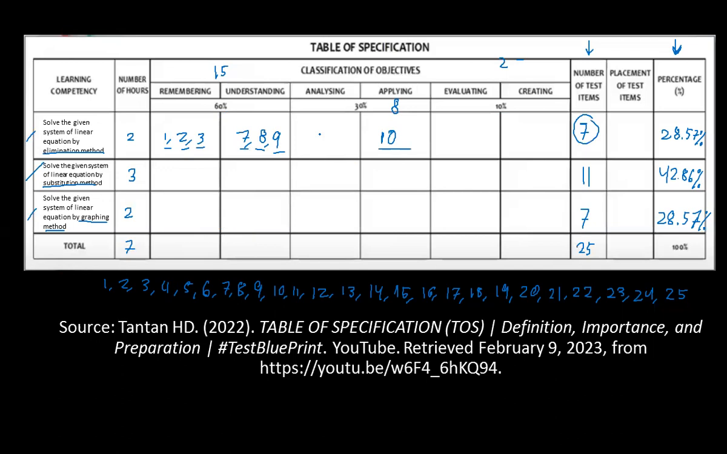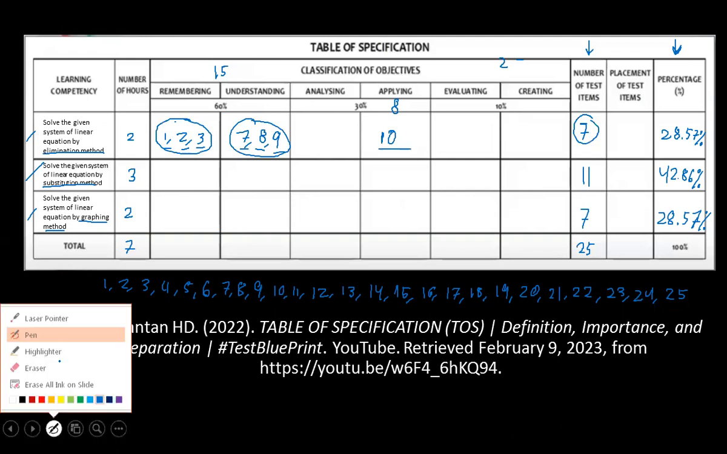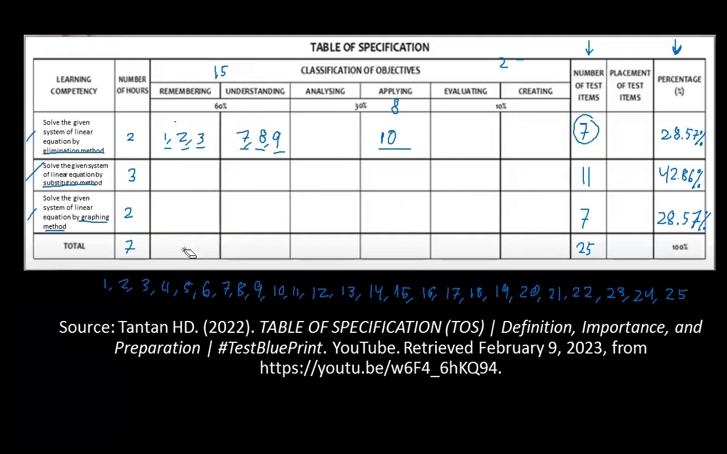So, first item, second item, third item, seventh item, eighth item, ninth item, and 10th item ay para kay elimination method lang. Okay? So, from first item to third item, dapat ang question ko pang remembering. So, pwede itong identification, pwede itong multiple choice. 7 to 9 item, so pwede ito pang multiple choice din basta understanding ng mga topics or statement tungkol sa elimination method. Okay? Parang ganun. Alright?